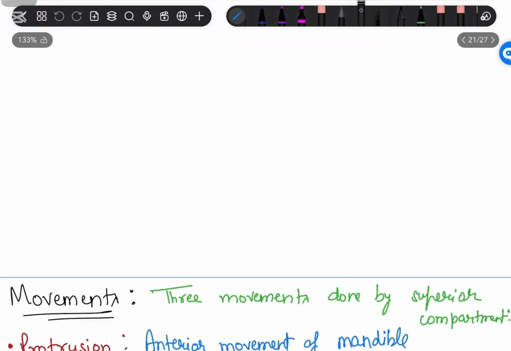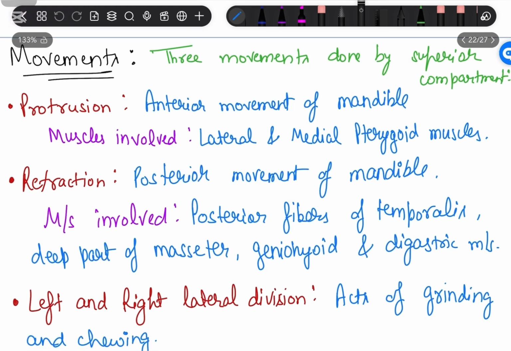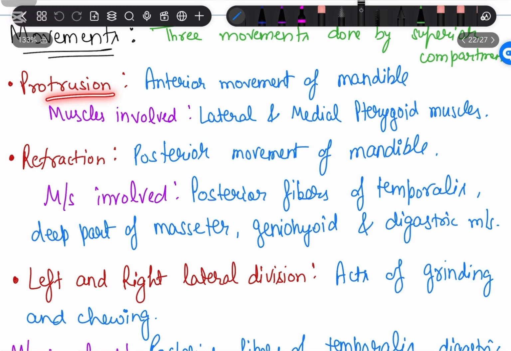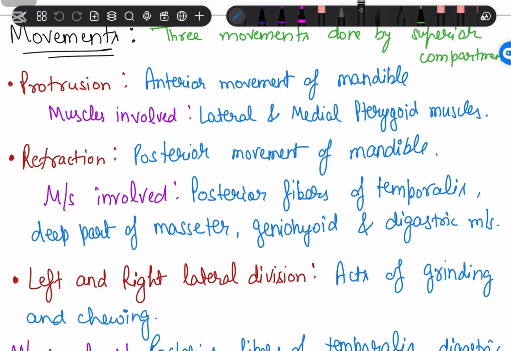Now moving forward, we will talk about the movements. These movements are divided into two parts: the movements done by the superior compartment and the movements done by the inferior compartment. Basically, there are three movements done by the superior compartment. These are protrusion, retraction, and left and right lateral deviation. We will also discuss which muscles are involved in which movement.